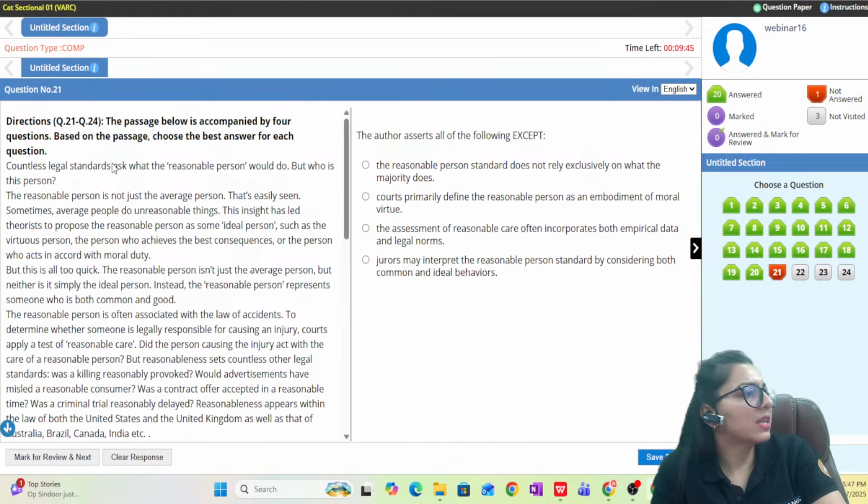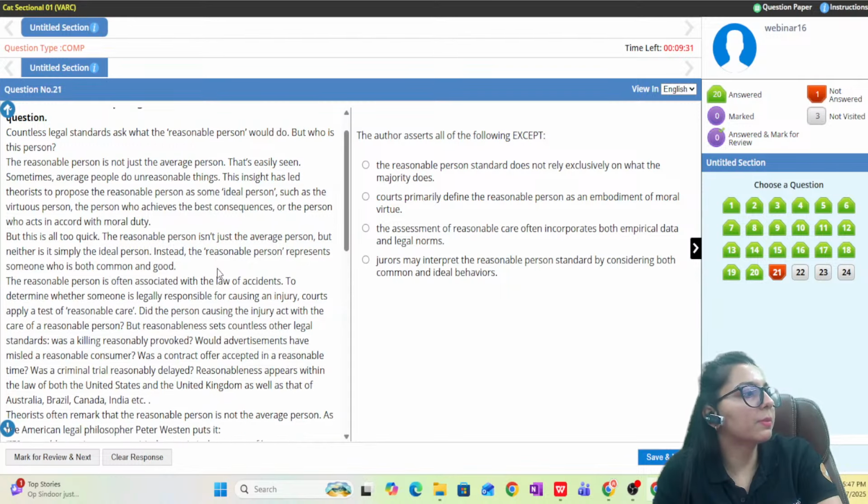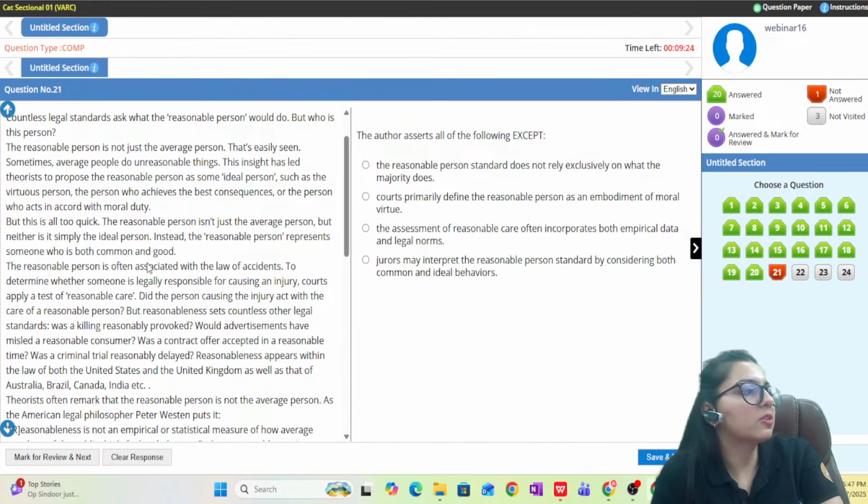Countless legal standards ask what a reasonable person would do. But who is this person? The reasonable person is not just the average person. That's easily seen. Sometimes average people do unreasonable things. This insight has led theorists to propose that the reasonable person is some ideal person, such as a virtuous person, the person who achieves the best consequence, or the person who acts in accord with moral duty. But this is all too quick.